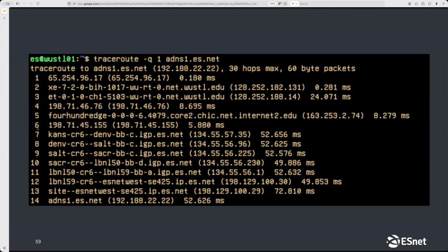So what we're going to do is look at the router DNS and see what's happening here. You can see here that WashU is probably doing interface-based DNS, and they're adding some information about the router and the location.